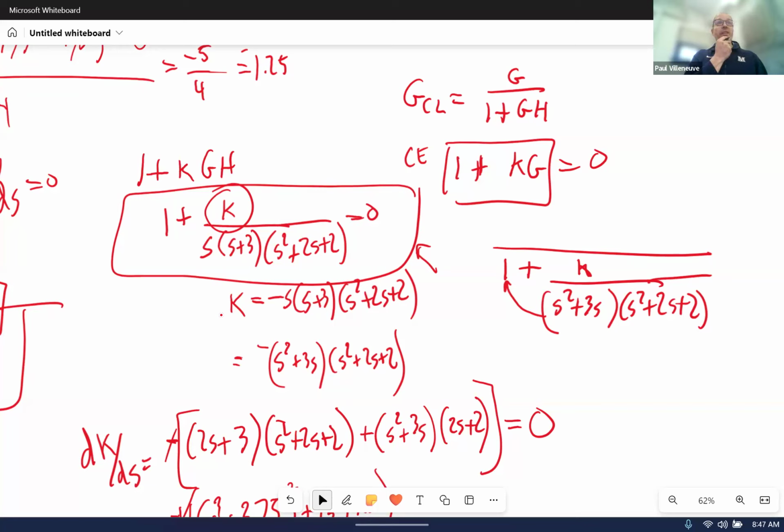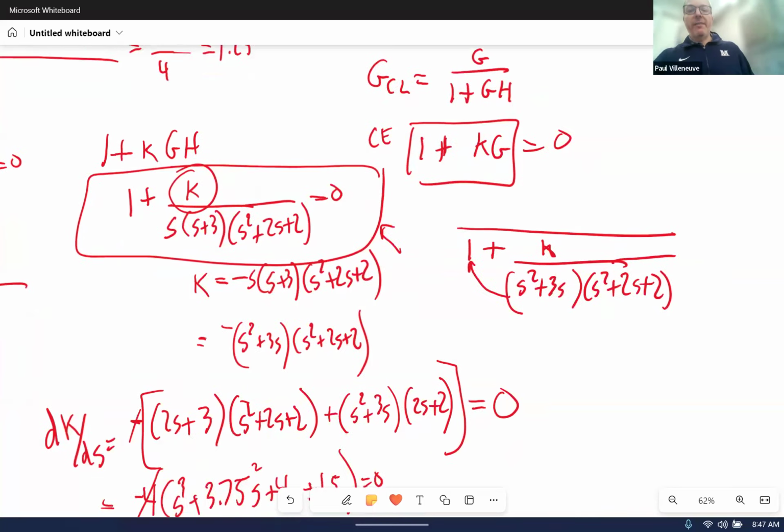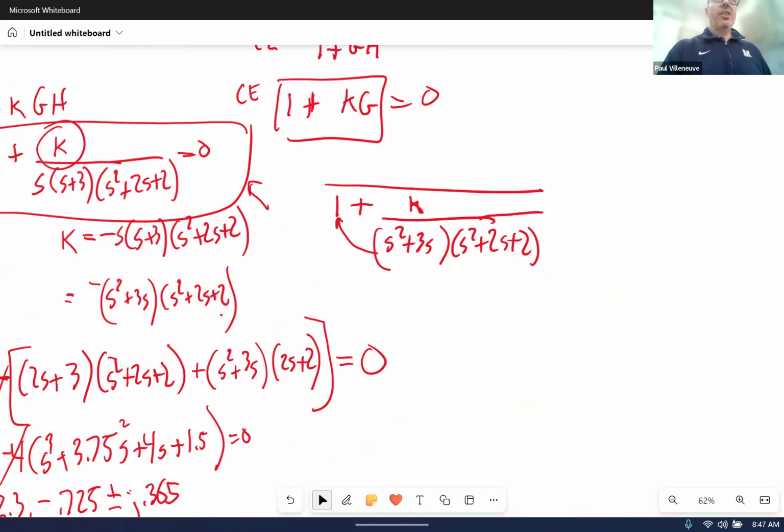Do you want to do the whole thing? Let's do the whole thing. So this right here is the G over 1 plus GH. Might take an hour because my computer isn't responding. That's G over 1 plus GH. So now I'm going to do a common denominator.